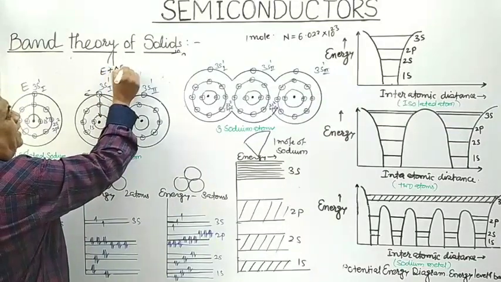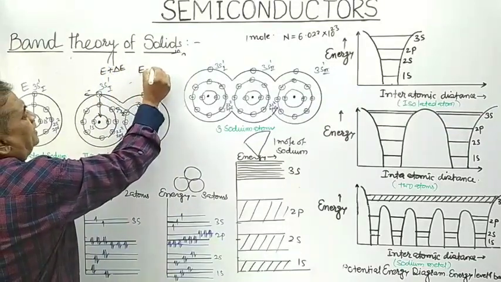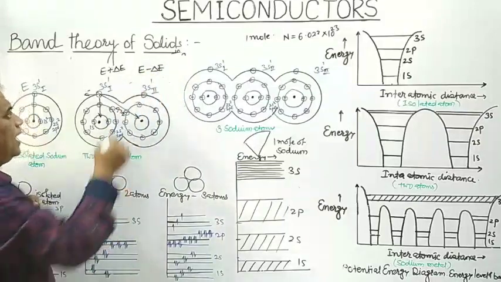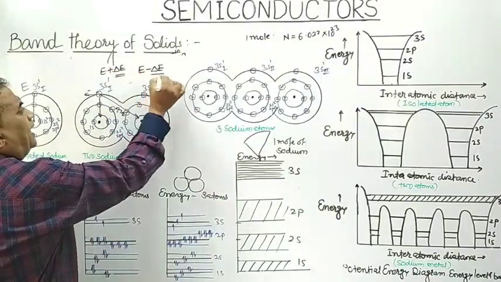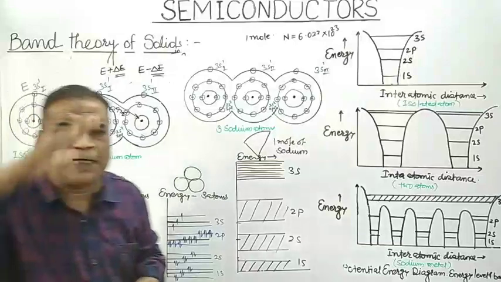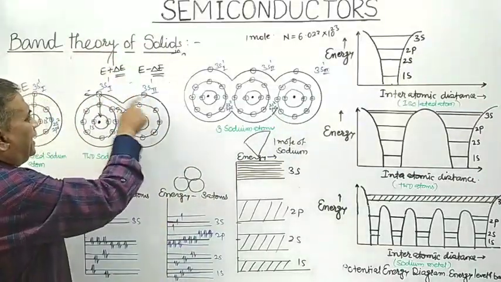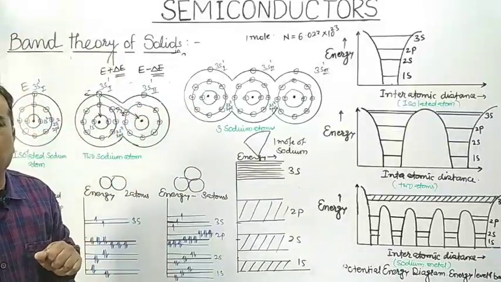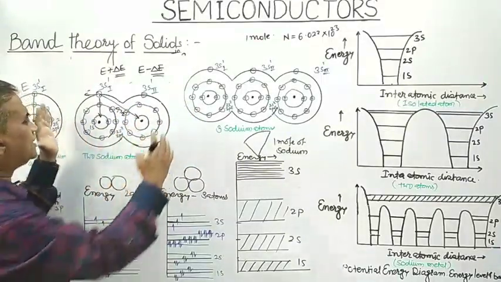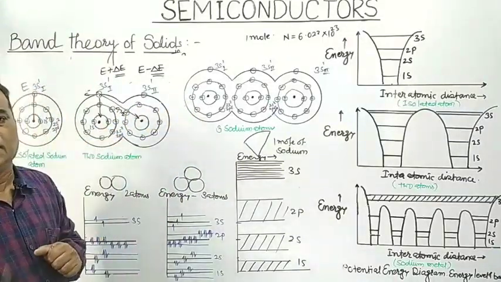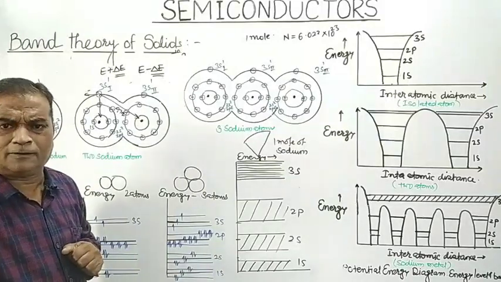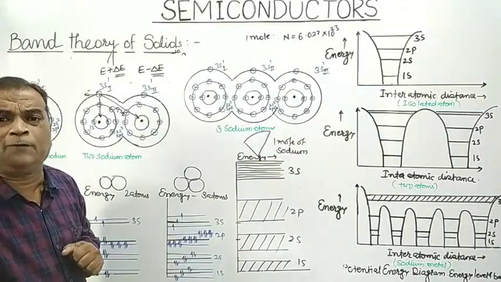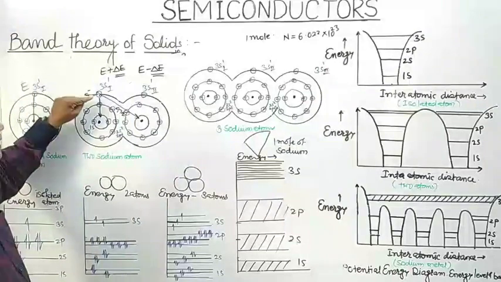E plus delta E, or it may change to what? E minus delta E. And remember, this delta E, which is a change in energy of the electron in the outermost orbit due to strong interaction between neighboring atoms, is very small.